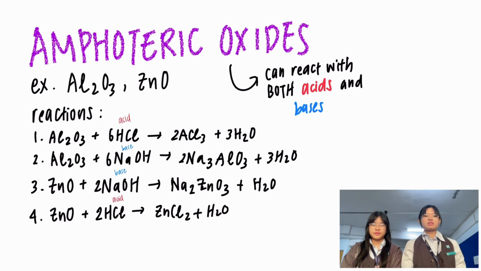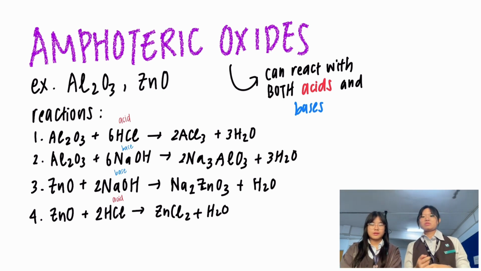Some of the reactions include, for aluminium oxide, the reaction with acids. One of the acids that we're going to be using is hydrochloric acid. So Al2O3 plus 6HCl will result with the product of 2AlCl3 plus 3H2O. And the second reaction for aluminium oxide is with a base.